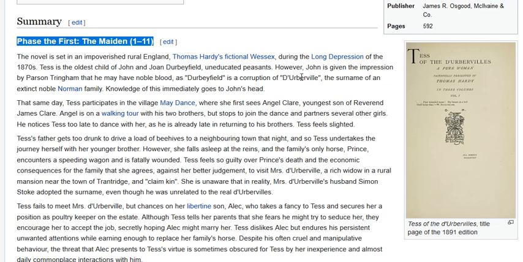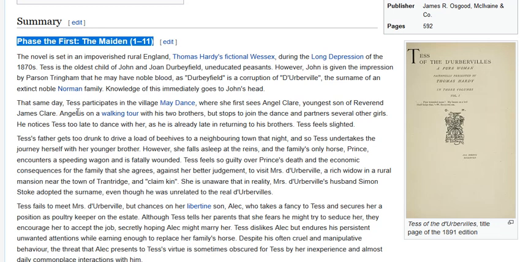However, Joan is given the impression by Parson Tringham, Tess's father's friend, that he may have noble blood, as Durbeyfield is a corruption of the aristocratic surname D'Urberville, the surname of an extinct noble Norman family. Knowledge of this immediately goes to John's head, Tess's father.